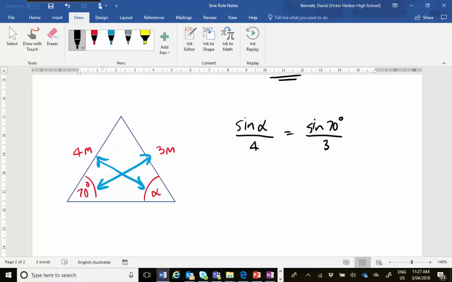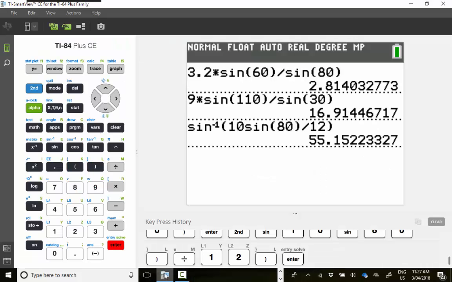Now, if I want to skip to the next bit, I could go alpha equals inverse sine. I know the 4 is going to go up to the top line: sine of 70 degrees all over 3. If you need to write the other step, that's fine, no problems. I'm going to give you a mark for substitution, rearrangement, and then getting your answer. Okay, go to the calculator and we're going to do that in one step.